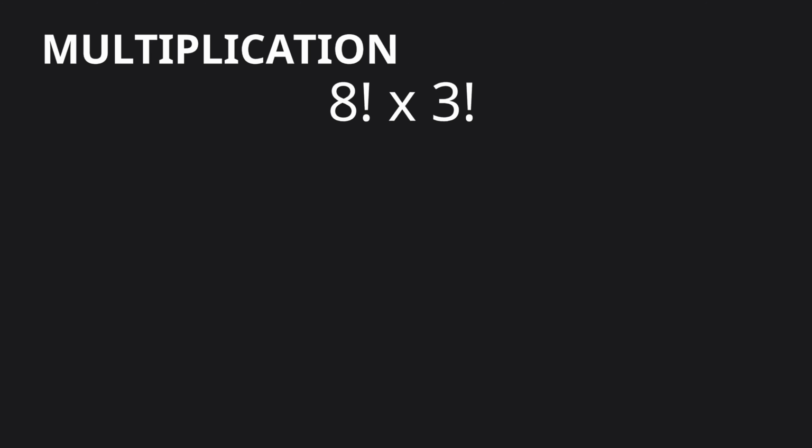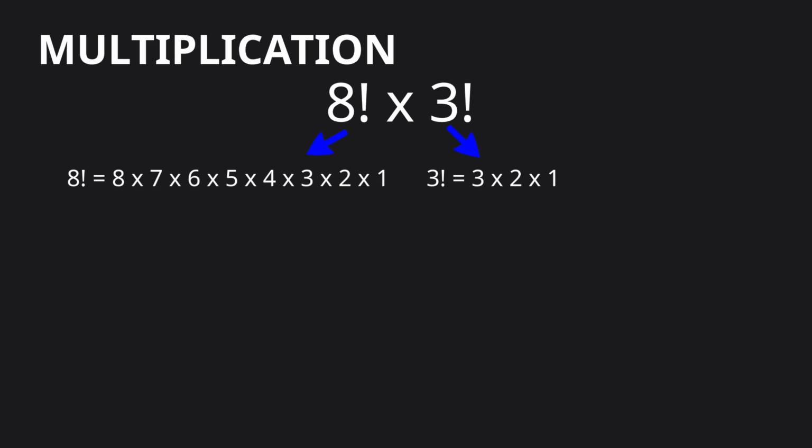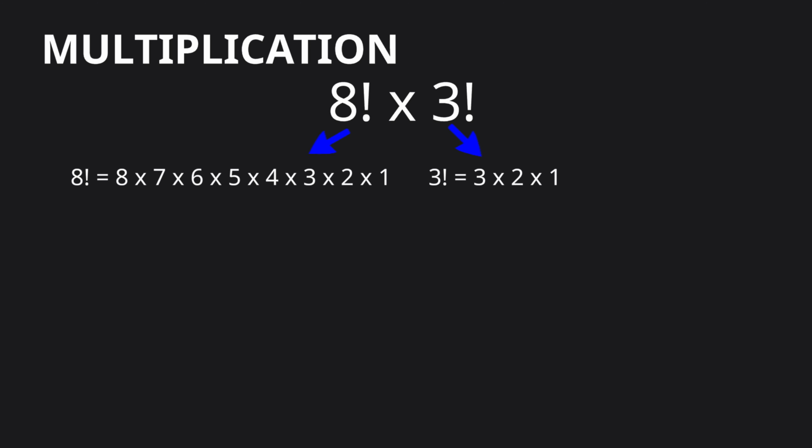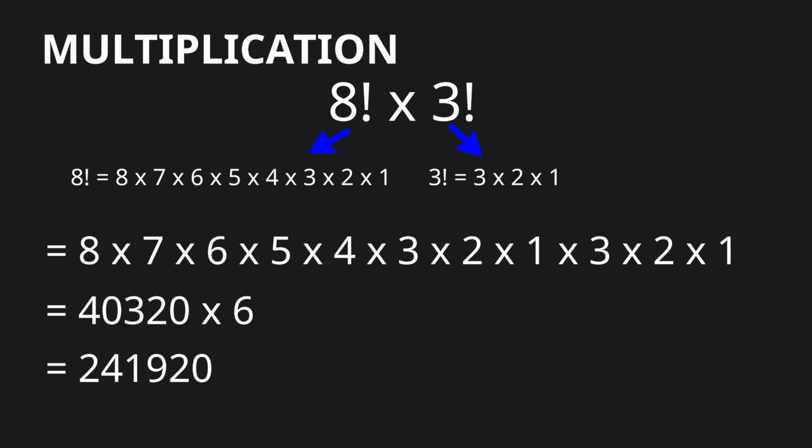Now that we've gotten the hang of doing addition and subtraction with factorials, let's look at some multiplication. 8 factorial times 3 factorial. 8 factorial is equal to 8 times 7 times 6 times 5 times 4 times 3 times 2 times 1. And 3 factorial is equal to 3 times 2 times 1. So we can write 8 factorial times 3 factorial as 8 times 7 times 6 times 5 times 4 times 3 times 2 times 1 times 3 times 2 times 1, which is equal to 40,320 times 6. And that gives us our result, 241,920.